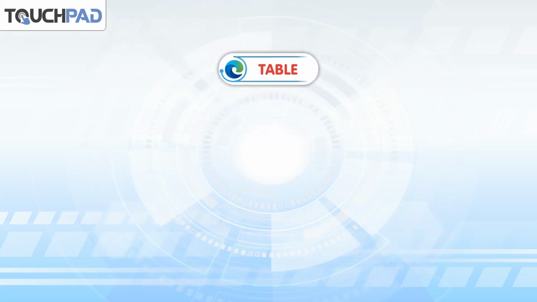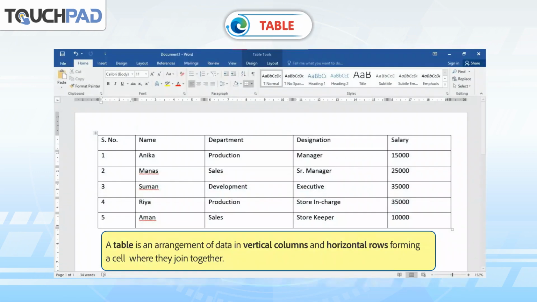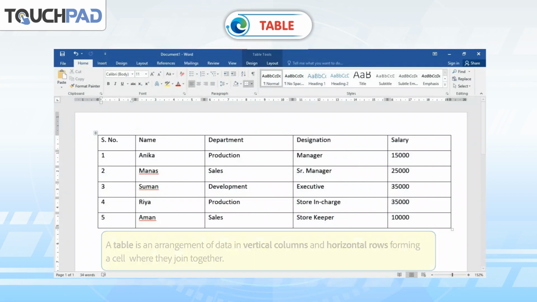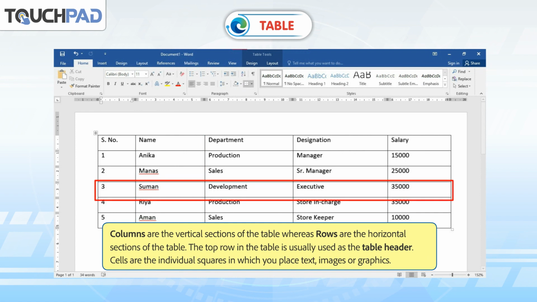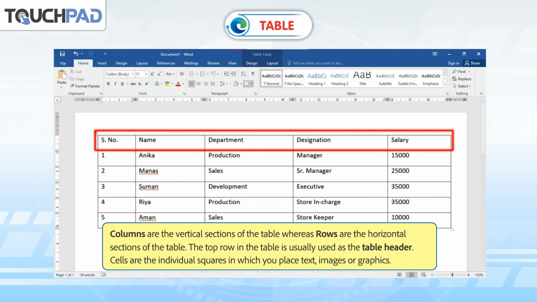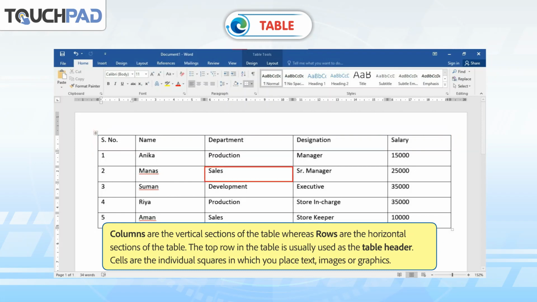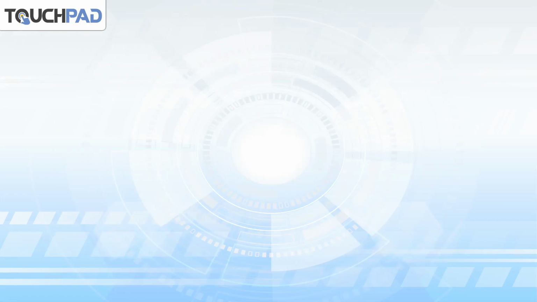Table. A table is an arrangement of data in vertical columns and horizontal rows forming a cell where they join together. Columns are the vertical sections of the table, whereas rows are the horizontal sections of the table. The top row in the table is usually used as the table header. Cells are the individual squares in which you place text, images, or graphics.